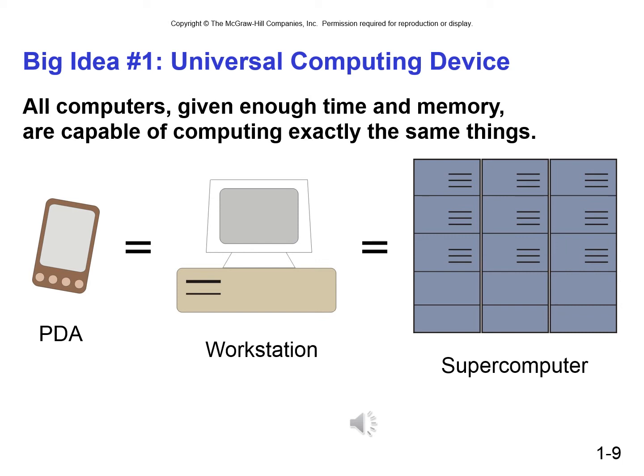So sure, if it is a Turing complete processor, and we'll talk about that later, the processor in a PDA, is that even a term? This is personal digital assistant. I mean, it's probably a smartphone now, but anyway, the processor in your smartphone could process the same thing as a workstation or the same thing as a supercomputer, the same task, given enough time and memory. Those are very significant constraints.